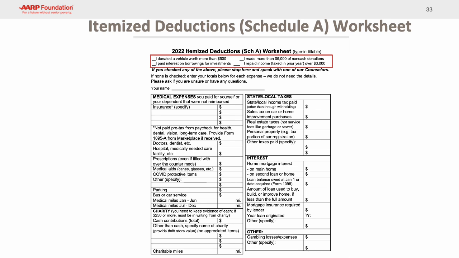Note that out-of-scope questions are located at the top of the worksheet. Once again, if you believe a taxpayer's return would be out of scope based on these questions, immediately alert the local coordinator, who will then make the final decision.